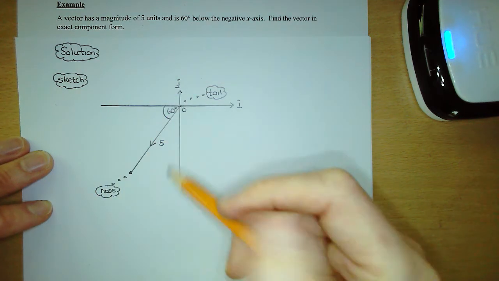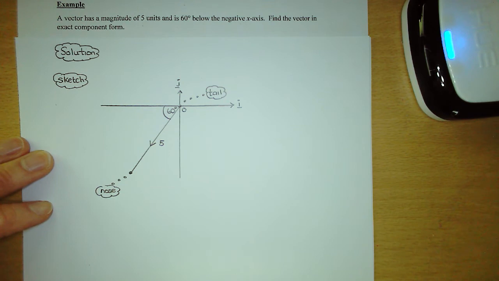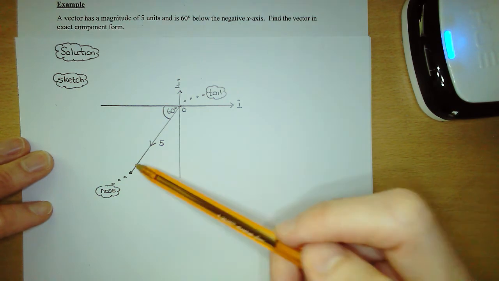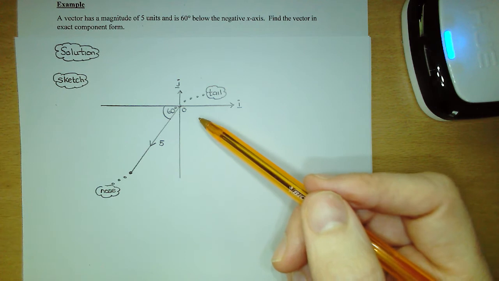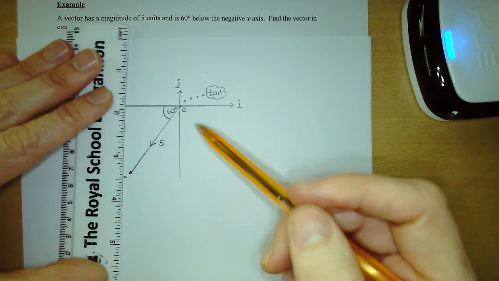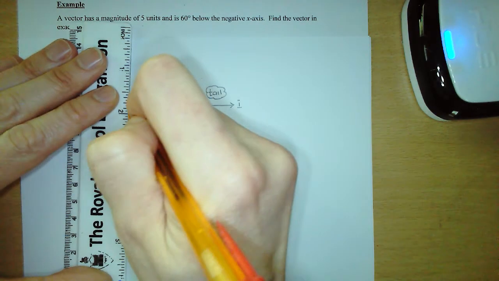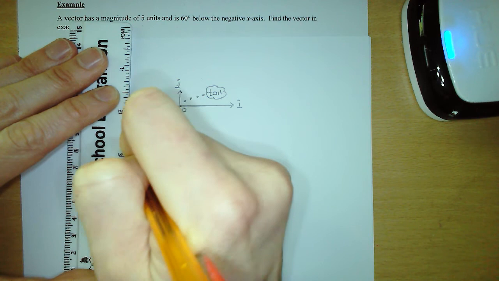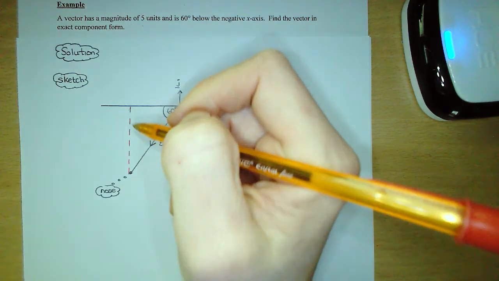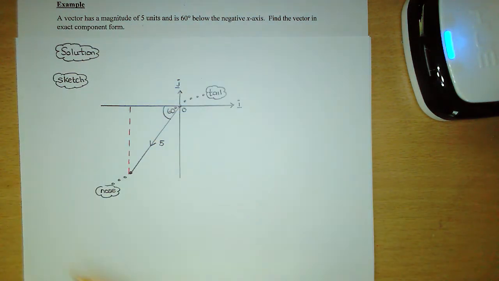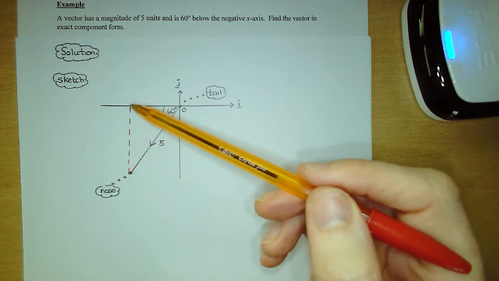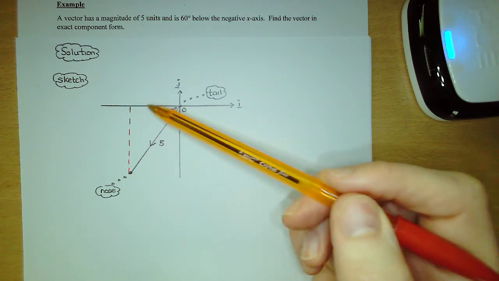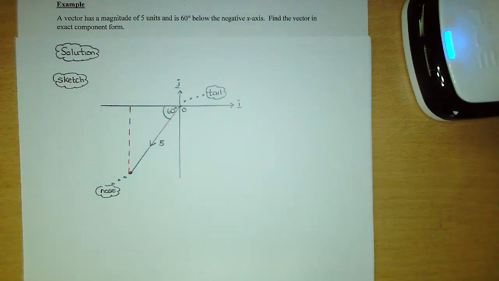Now, I'm going to form a right-angled triangle again using the vector and the horizontal axis as two of the three sides. So I'm going to draw a vertical line up from the nose to the horizontal axis like that. Now, at the minute, we don't know what the j component is, and we don't know what the i component is. That's essentially what we're asked to do.